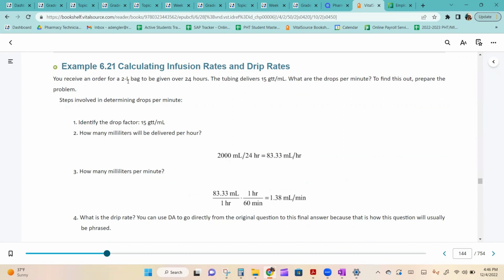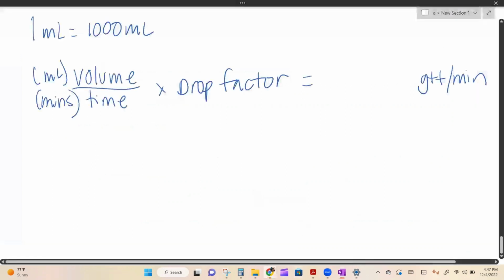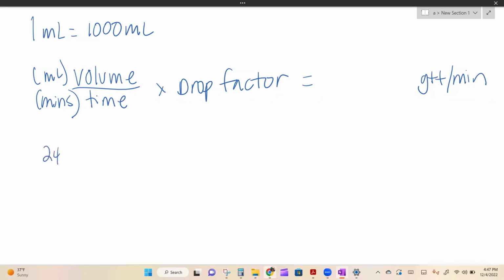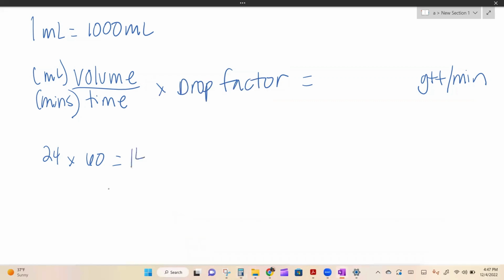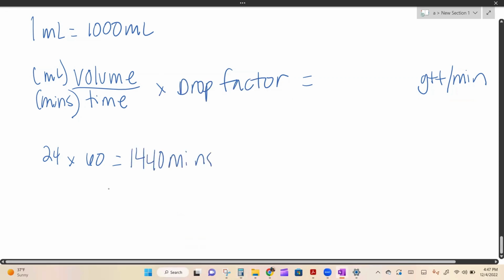If 1 liter is equal to 1,000 ml, then 2 liters has to be 2,000, and it's going to be over 24 hours. But we should figure out the time in minutes. So if we have 24 hours, and we multiply that by 60 to get minutes, since 60 minutes are in an hour, we get that there are 1,440 minutes in 24 hours.